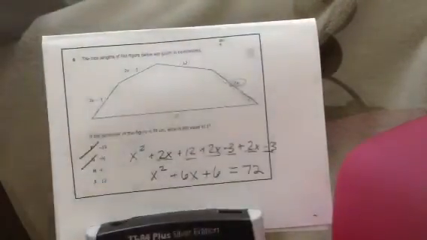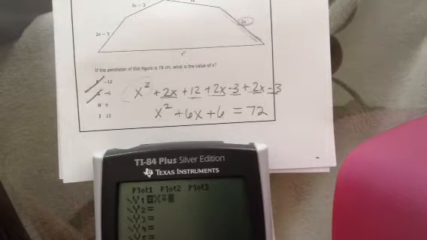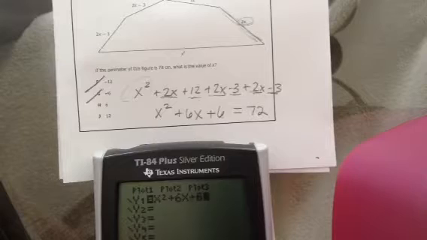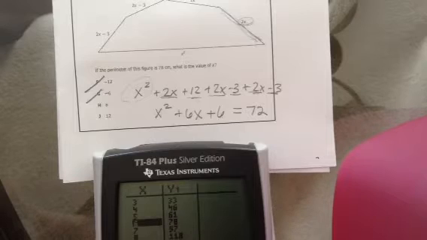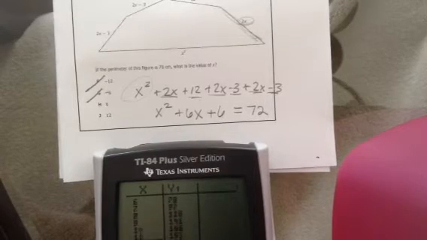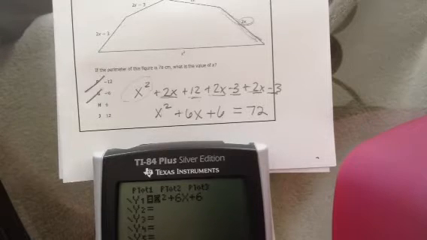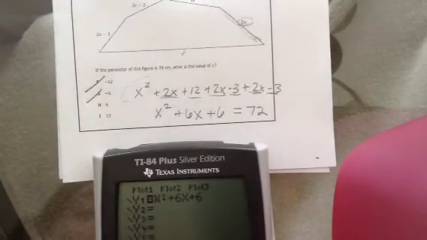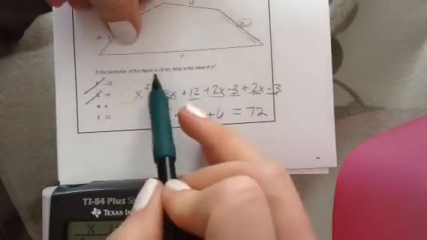So I would use my calculator and put x squared plus 6x plus 6. And it's asking for when it's 72. Well, at 6, it's 78. At 12, it's 222. What did I do wrong? X squared plus 6x plus 6. X squared. 6. Oh, because this says 78. Okay. So, this is 78.